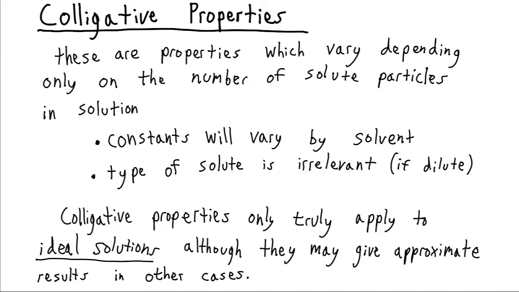Now there's a caveat, which is that these only truly apply to ideal solutions. And so they give us approximate results, even if we don't have an ideal solution. But we're going to want to be very mindful about how close we are to the ideal case in order to interpret how good of an answer we're getting from our colligative property calculations.